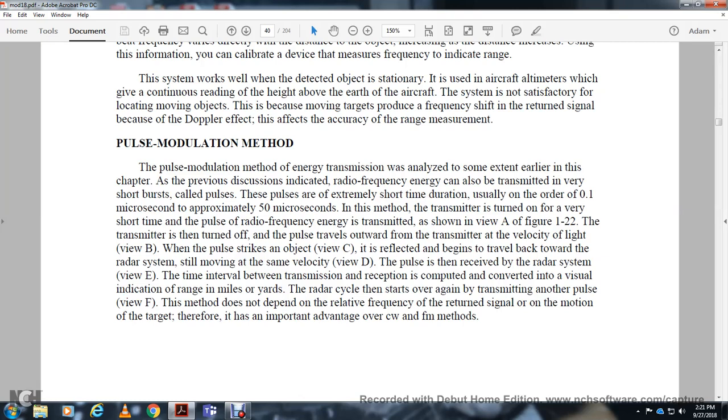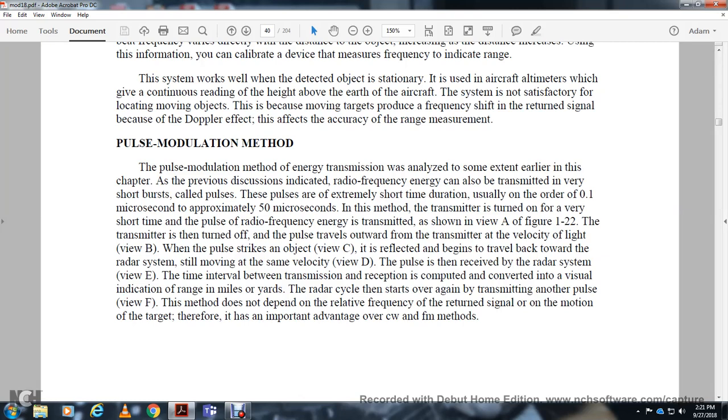Determine the wave for the very short time the pulse of radio frequency energy is transmitted. This is shown in view A, figure 122, where the transmitter is turned off and the pulse travels outward from the transmitter. View B shows the pulse striking the object. View C, the pulse is reflected and begins to travel back toward the radar system, still moving at the same velocity. View D, the pulse is then received by the radar system. View E, the interval between transmission and reception is computed and converted into a visual indication of the range in miles and yards. The radar cycle is started over again by transmitting another pulse.